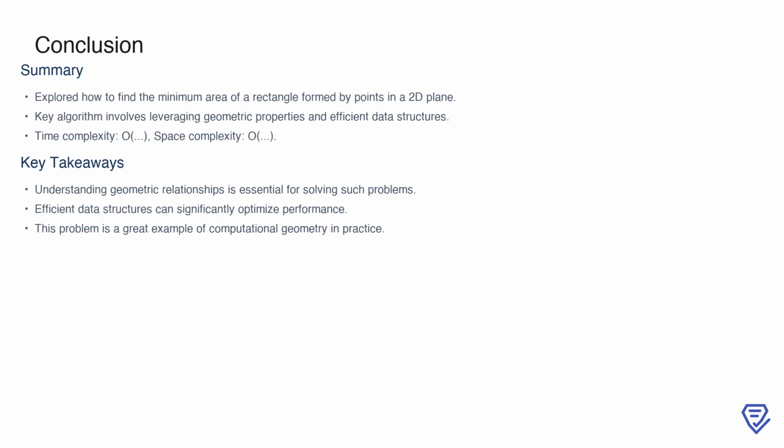Great job! We've summarized the key insights from problem number 963, minimum area rectangle 2. Remember, mastering these types of problems strengthens your geometry and algorithmic thinking. Thanks for joining, and see you in the next session.